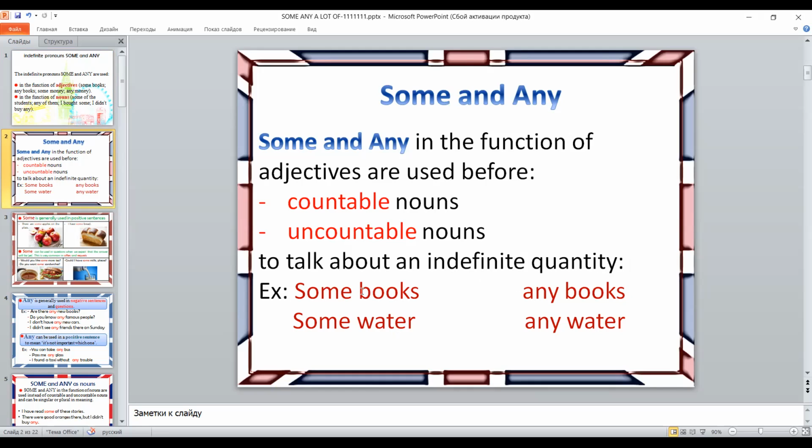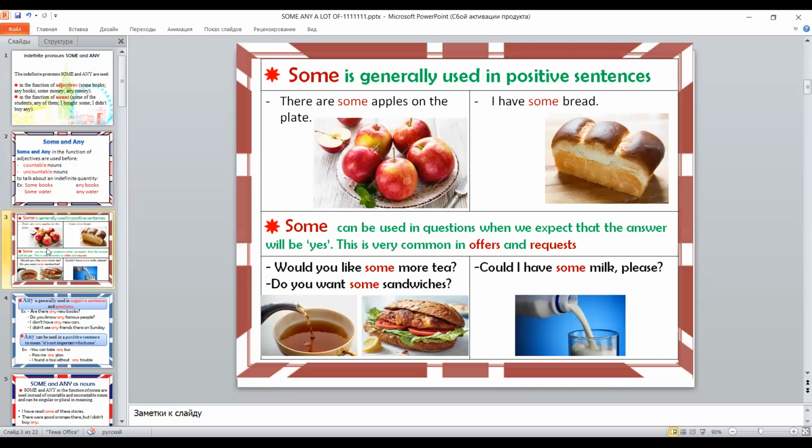So the noun book is countable. The noun water is uncountable. Some, indefinite pronoun some, is generally used in positive sentences. So there are some apples on the plate. As you see it, apple is countable. There are some apples on the plate. I have some bread. Bread is uncountable. But we use some in positive sentences.